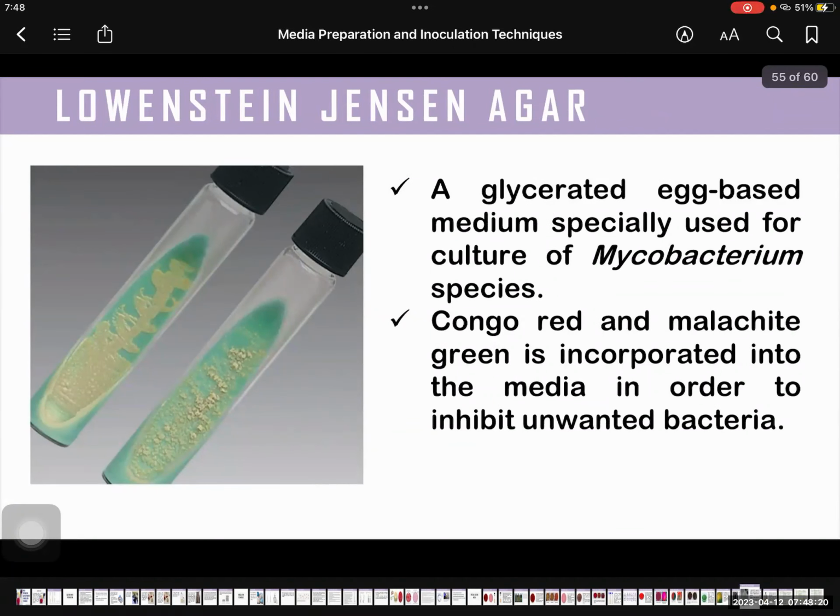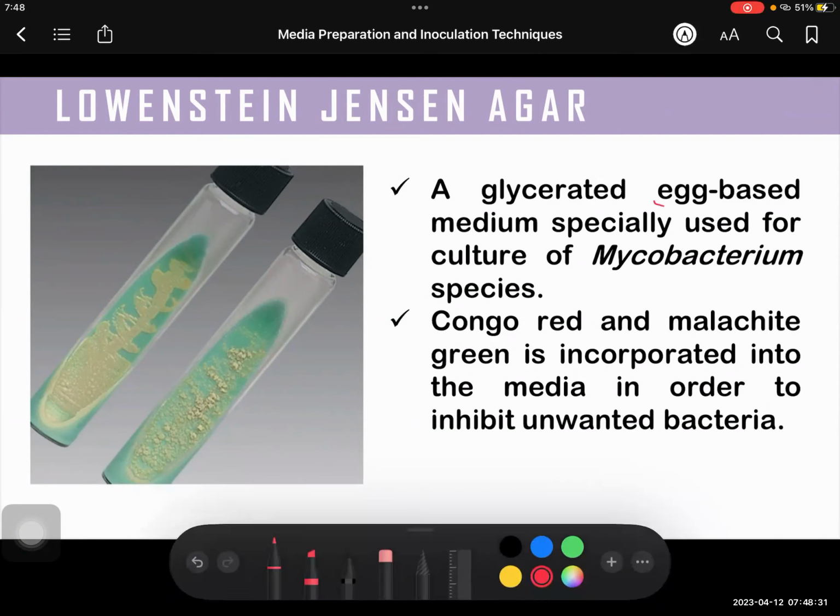Then we also have Lowenstein Jensen agar, and this is a glycerated egg-based medium especially used for culture of Mycobacterium species. So, underline natin sa egg-based. Bakit may egg-based culture media tayo? Kasi meron sa egg, it's a rich source of protein. And Mycobacterium species needs a higher concentration of protein to grow. Wow, bodybuilder pala si Mycobacterium species. Again, they need higher amounts of protein in the culture media in order for them to grow. Therefore, for some types of medium for Mycobacterium tuberculosis, they are egg-based.